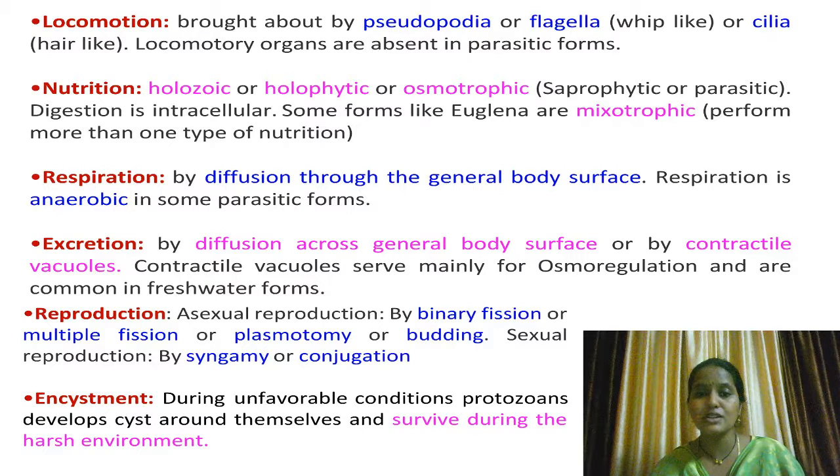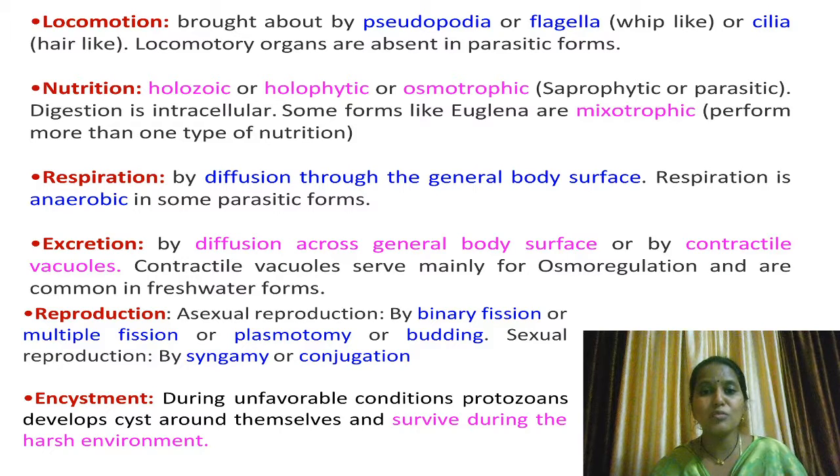Asexual reproduction is where reproduction takes place without fusion of gametes. And in sexual reproduction, fusion of cells takes place, that is fusion of gametes. So in asexual reproduction, we know about binary fission, multiple fission and budding. The new term for us is plasmotomy.